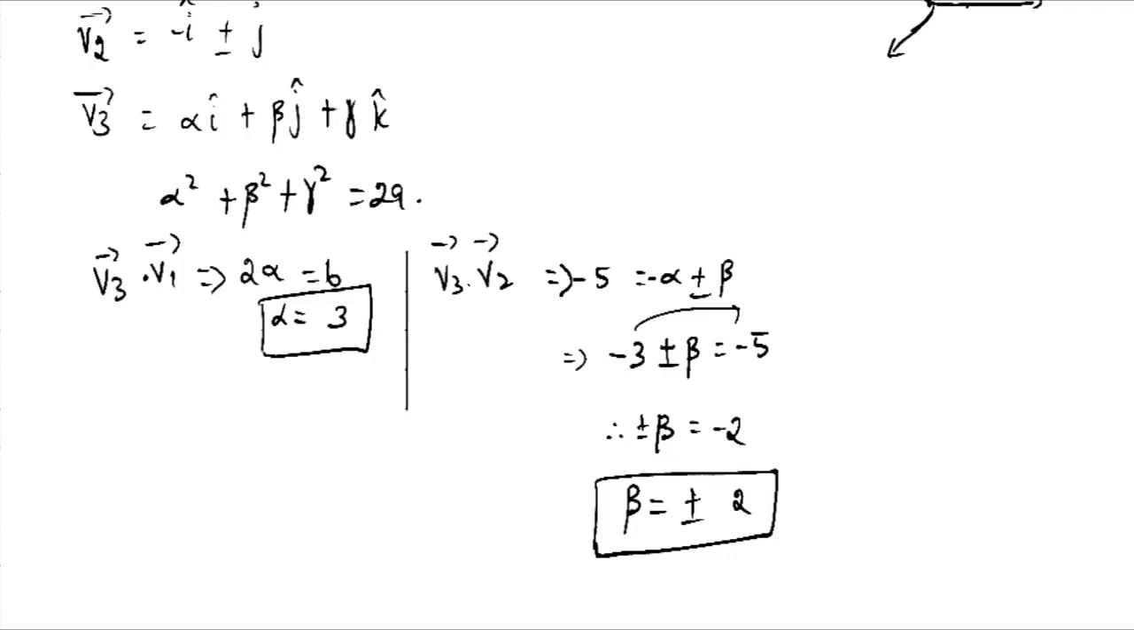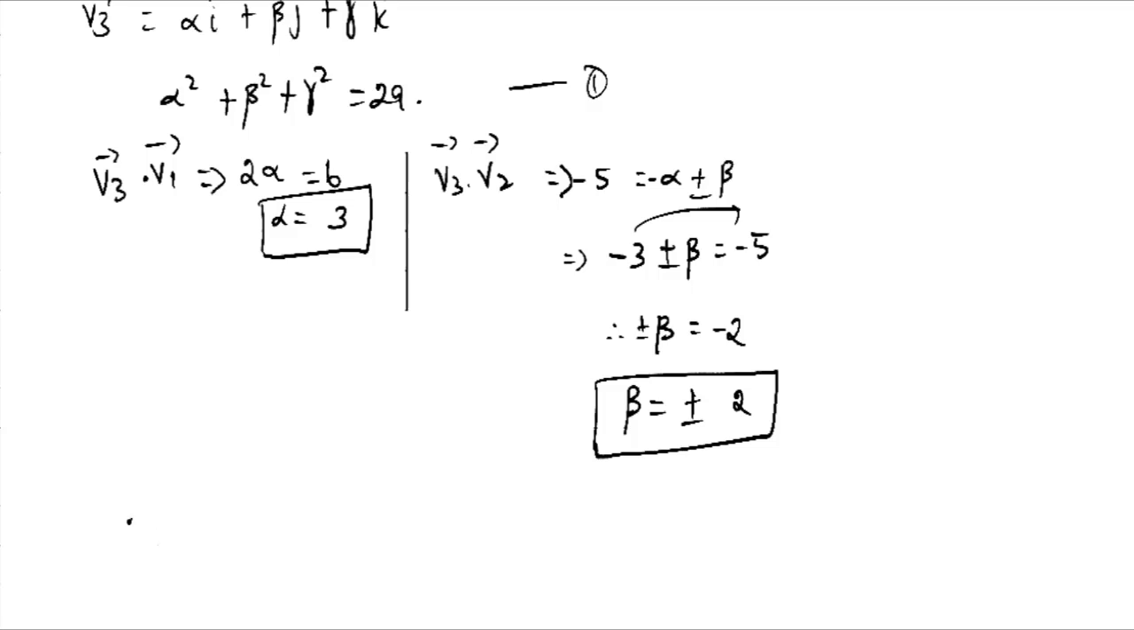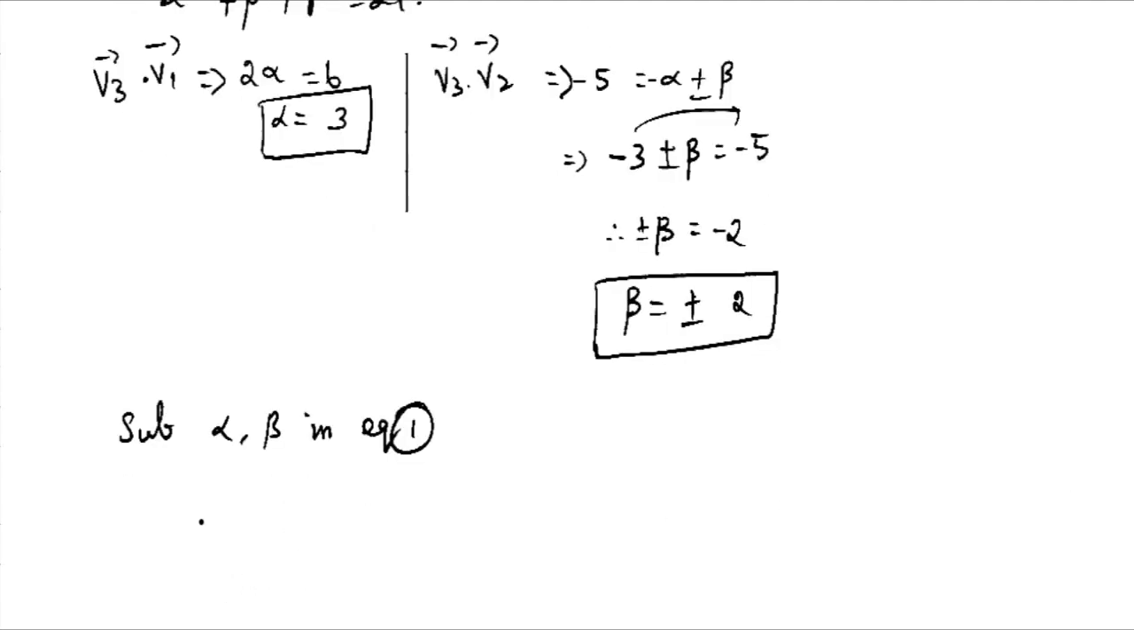Okay students, next I am going to substitute this alpha and beta value in the above equation. So I'm going to take this as equation 1 and substitute alpha and beta in equation 1. So alpha value equal to 3, so 3 square plus beta value equal to 2, so 2 square plus gamma square equal to 29. So 3 square is 9, plus 2 square is 4, plus gamma square equal to 29.